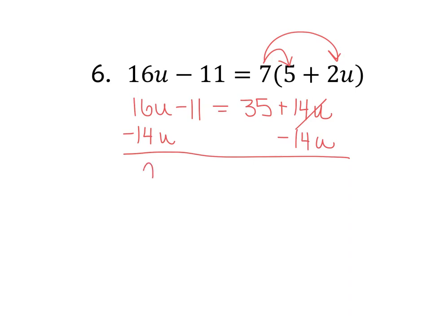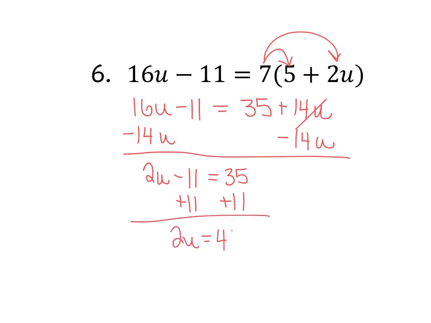16u minus 14u is 2u. Minus 11 equals 35. Add 11 to both sides. You get 2u equals 46. Divide both sides by 2. u is going to equal 23. Michael Jordan.